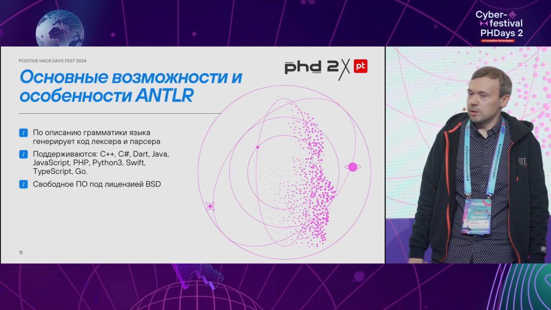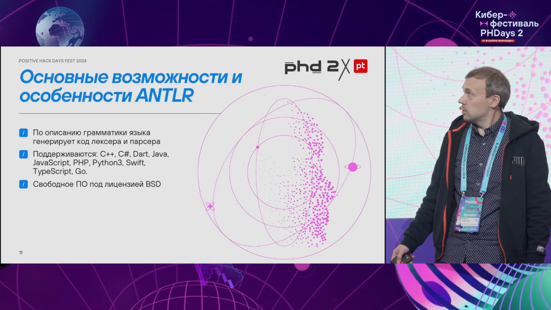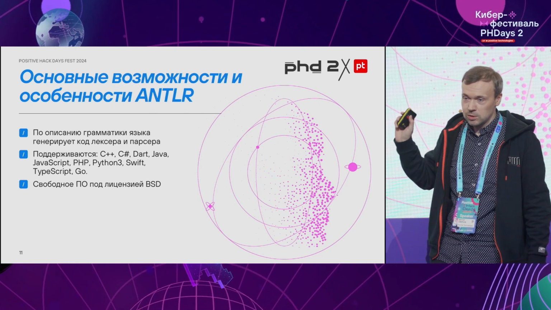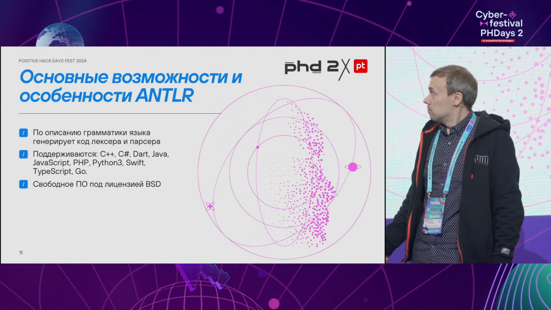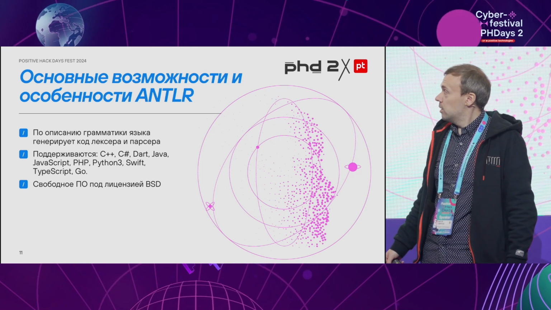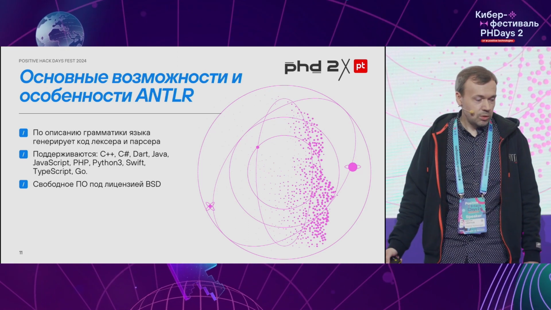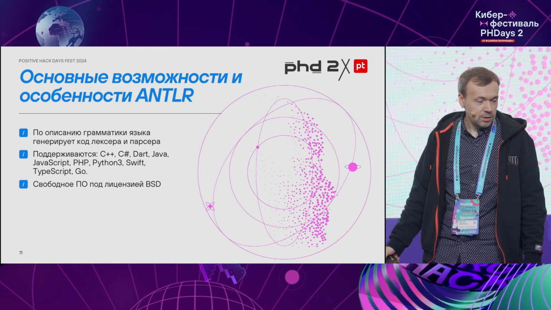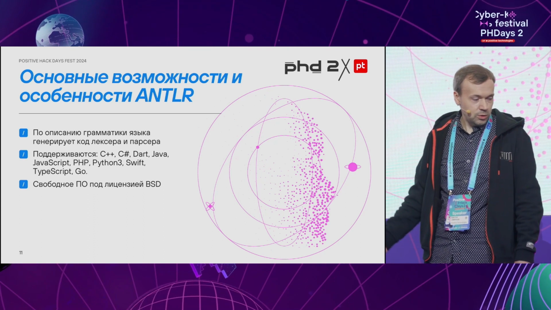Other capabilities include that ANTLR supports 10 programming languages as target languages. So if you work in any of these languages, C++, Dart, Java, Python, Go, ANTLR is suitable for you. It also has a free BSD license. You can use this in your projects, including commercial projects too.